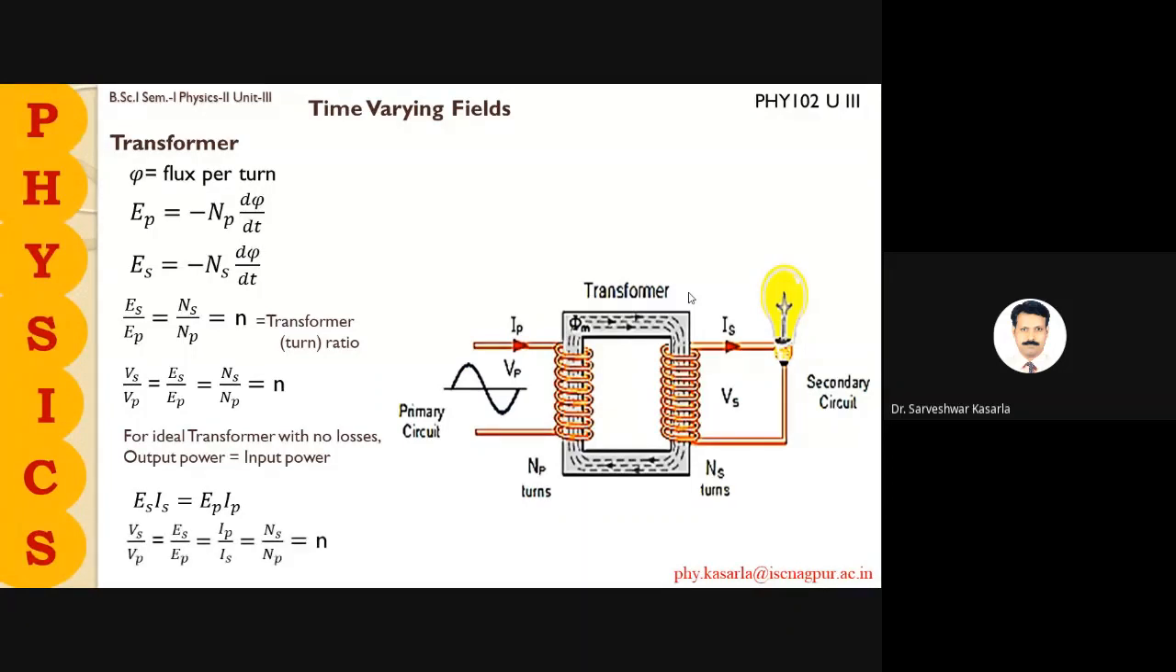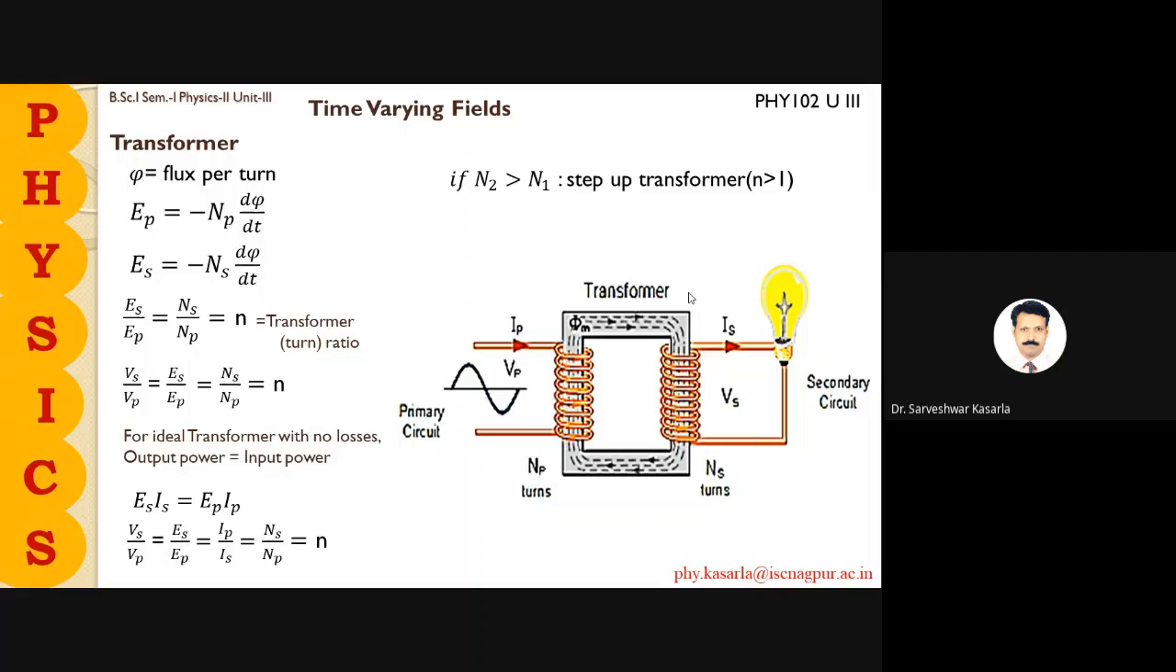Okay, so therefore Vs upon Vp is equal to Es upon Ep is equal to Ip upon Is is equal to Ns upon Np is equal to n. That means the ratio of current in primary to current in secondary is called the turn ratio. So these ratios you have to remember.